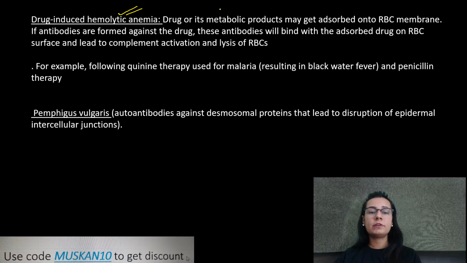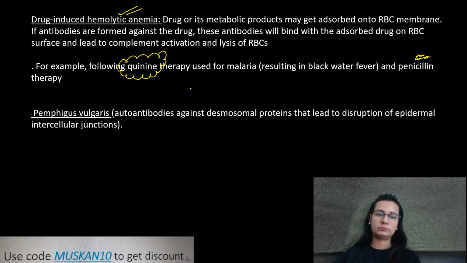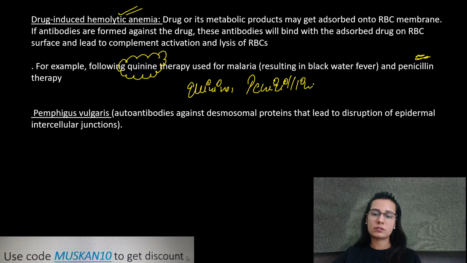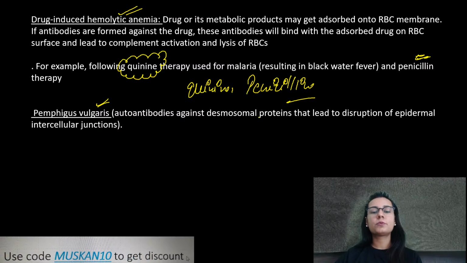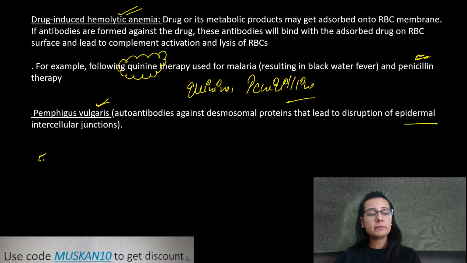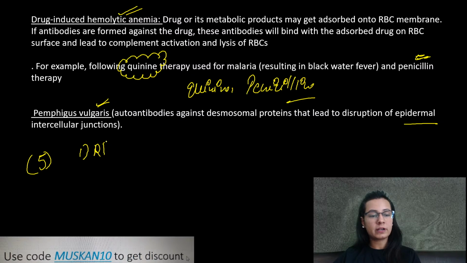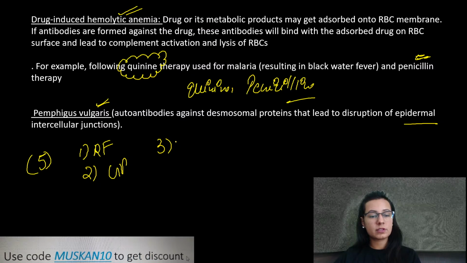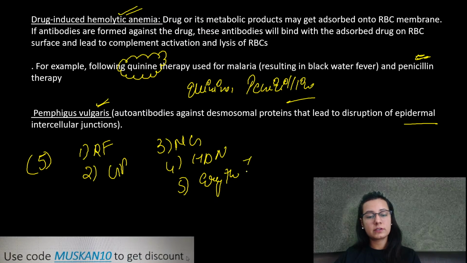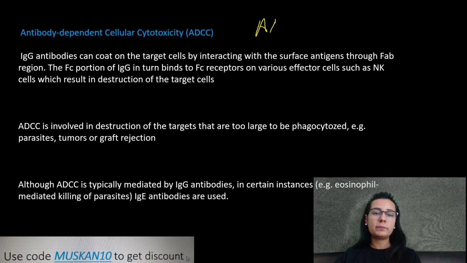Drug induced hemolytic anemia will also show, and examples, that is the penicillin, for example the quinine and the penicillin. ठीक है, and the pemphigus vulgaris proteins that lead to the disruption of the epidermal. And remember the five examples that are important, that is rheumatic fever, Goodpasture's, myasthenia gravis, and the HDN, and the erythroblastosis fetalis, right?